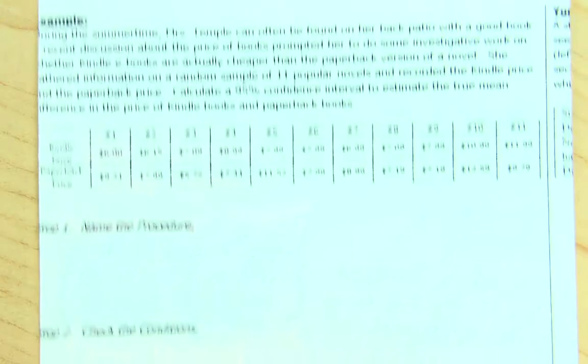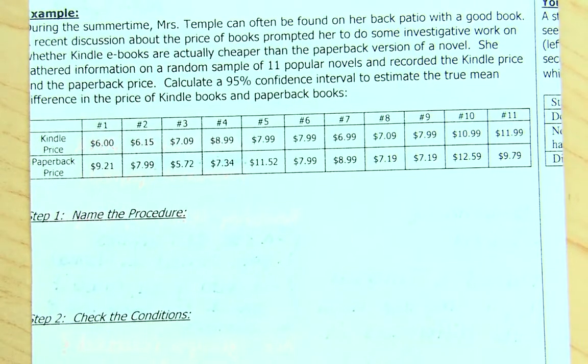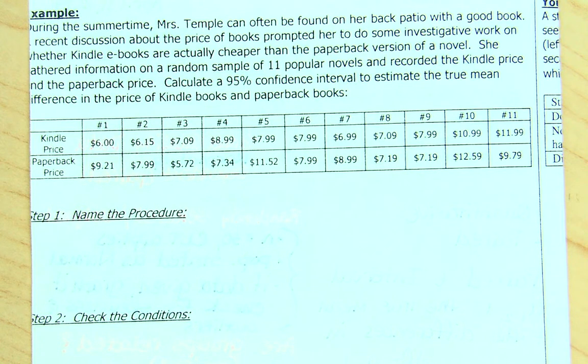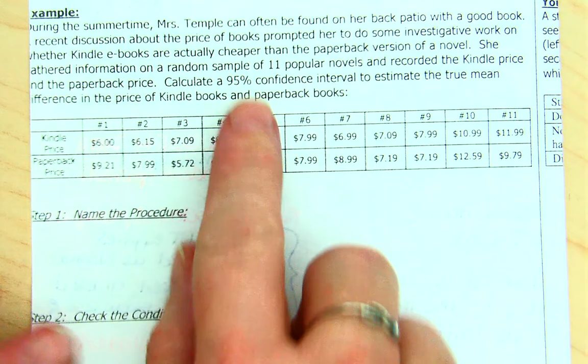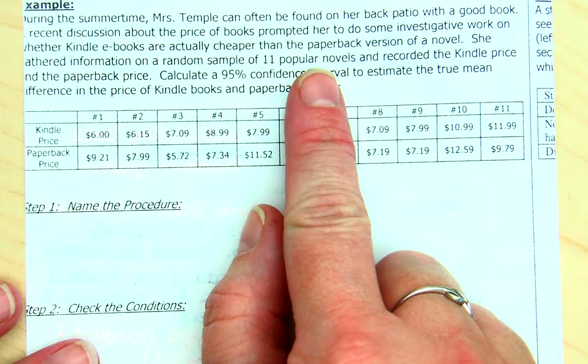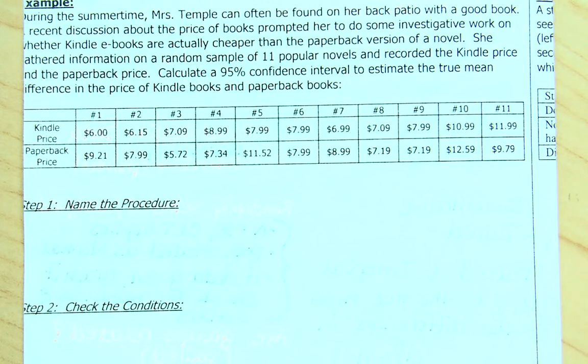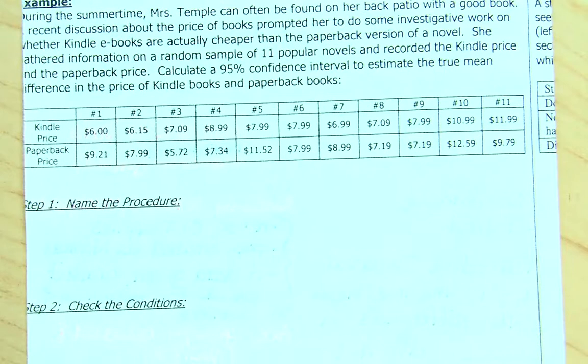Okay. So let's look at the inside of our example. So here, this example is based on Mrs. Temple from across the hall. She enjoys reading during her summer breaks, and she was curious, does she get a better deal buying her books on the Kindle or buying them in paperback form at the store? So she found a random sample of 11 popular novels, and she compared the price at each location, buying it as a paperback and buying it on a Kindle. So here are the prices that she came up with.